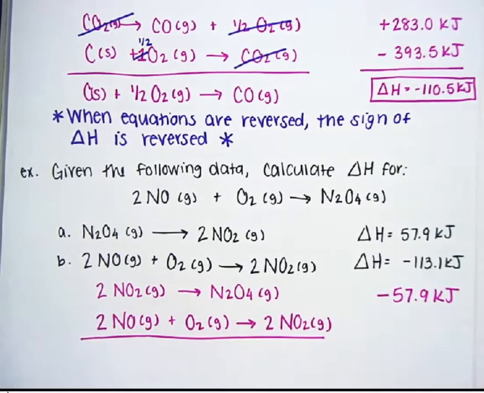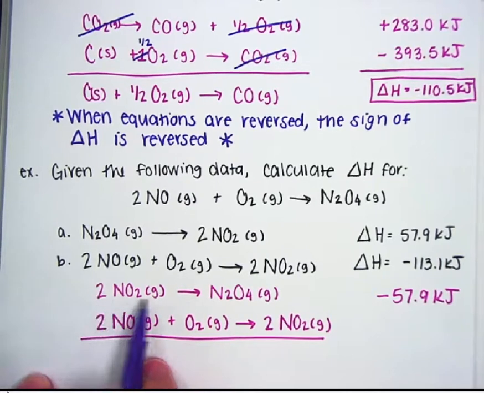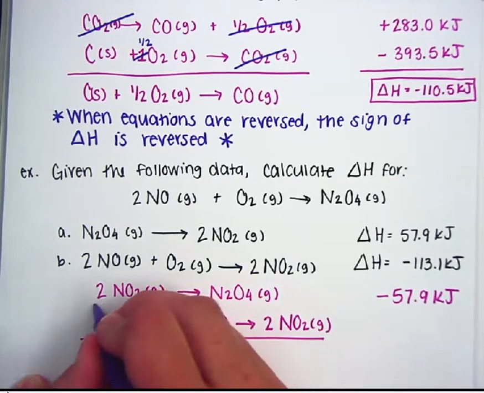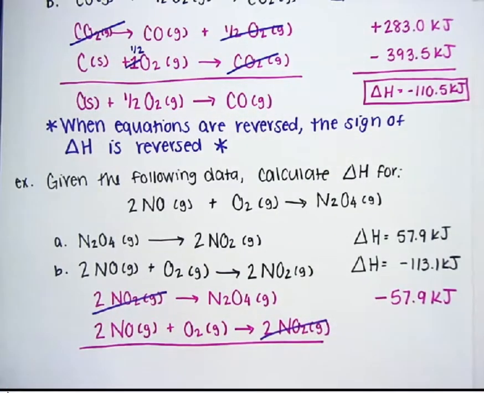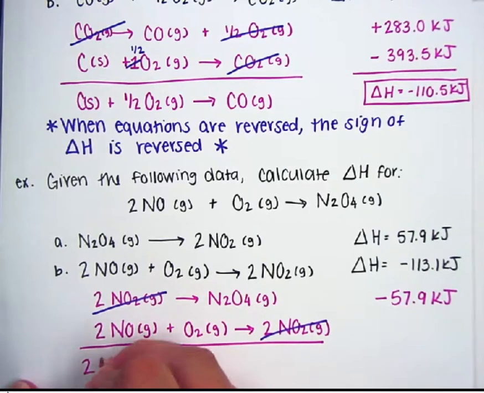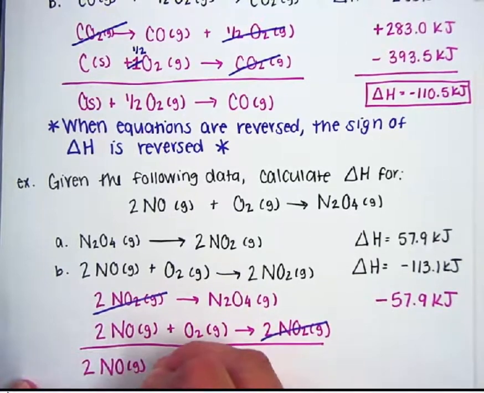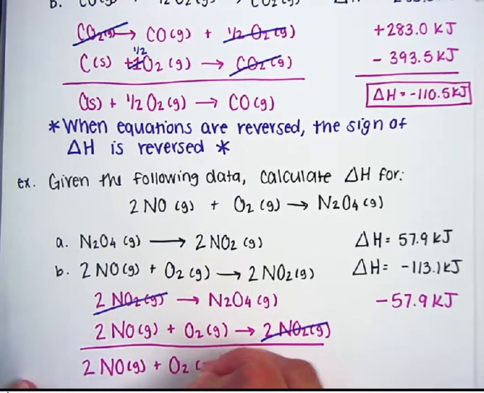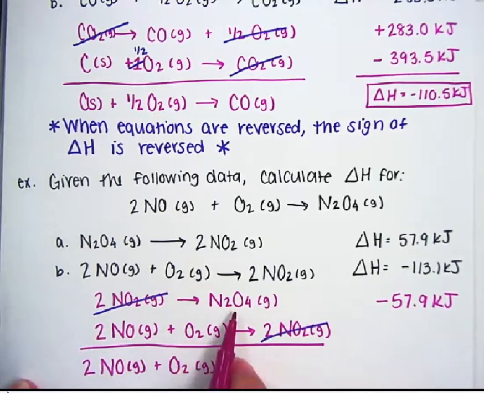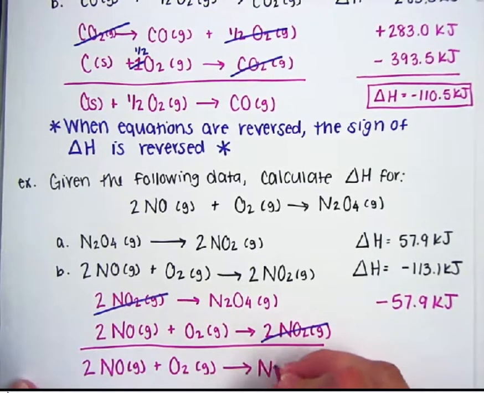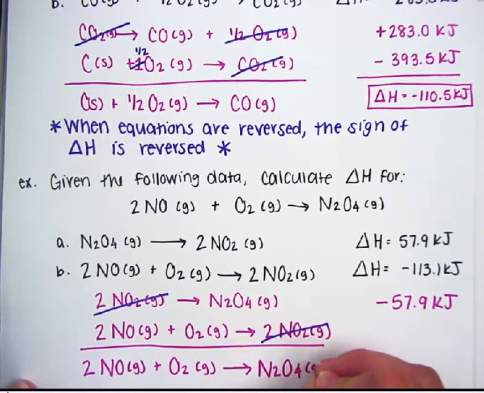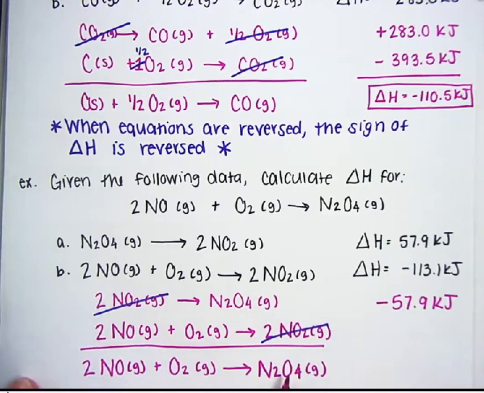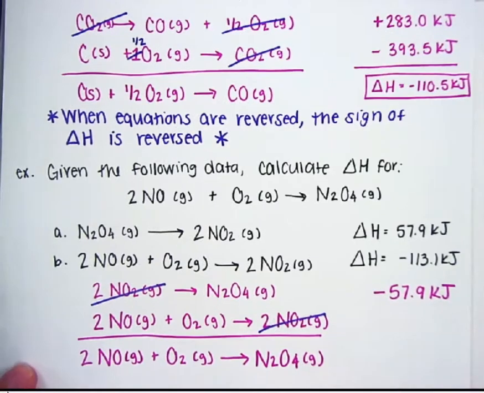Again, anything that is identical on both the left and right, we can cancel out. 2NO2 gas, 2NO2 gas. Let's cross those out. I don't see anything else that cancels, so let's bring down whatever is left on the reactant side. Let's bring down whatever is left on the product side. And if we did this correctly, our sum of the equation should be equal to our master equation. It is. So now let's go to delta H.